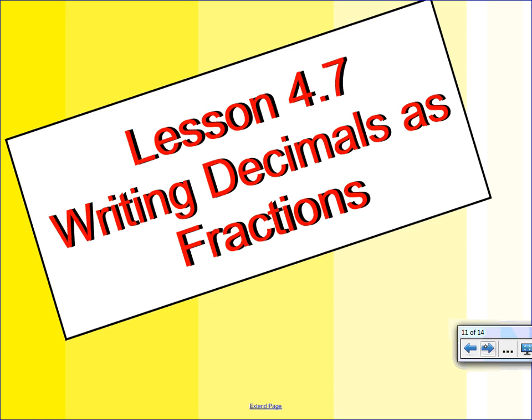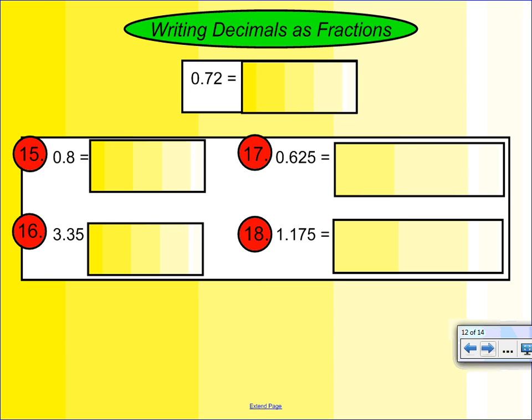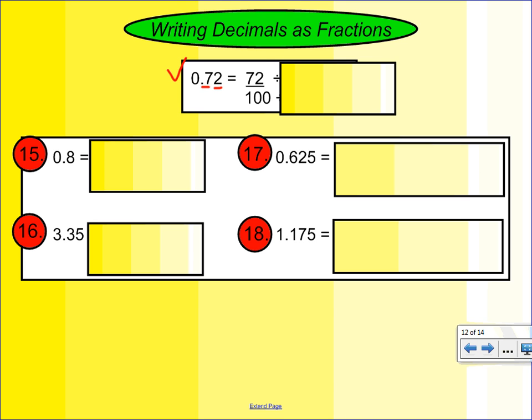In lesson 4.7, we also saw how to write decimals as fractions. When I have this decimal, 0.72, I would pronounce that as 72 hundredths. So I would write it as 72 over 100. I also said to you, if you notice there's 2 places after the decimal, if you put 2 zeros in your denominator, you would set that up correctly, and then this number just becomes the numerator.